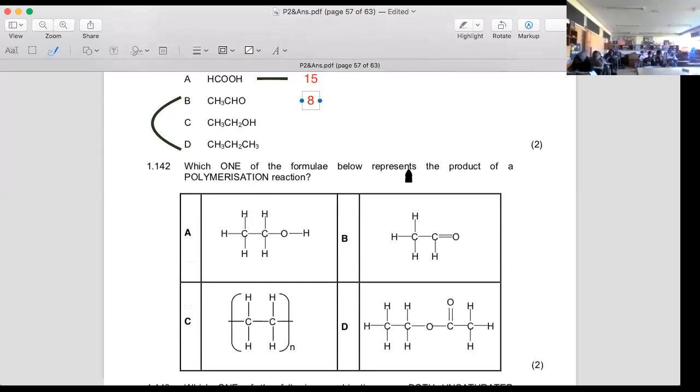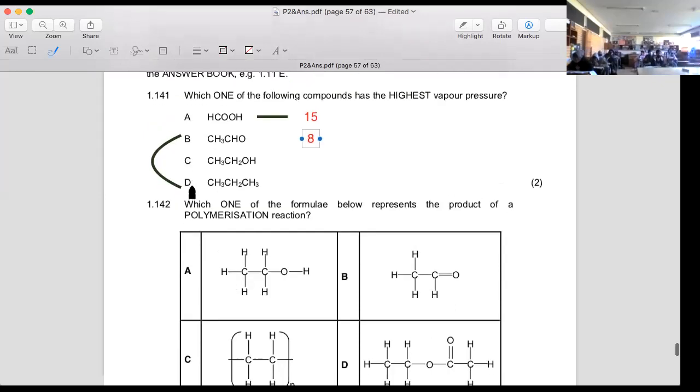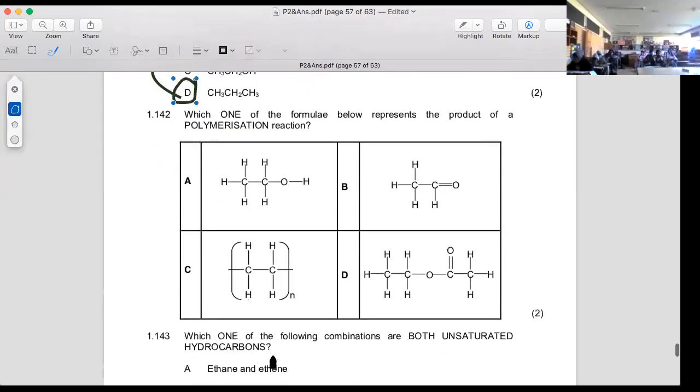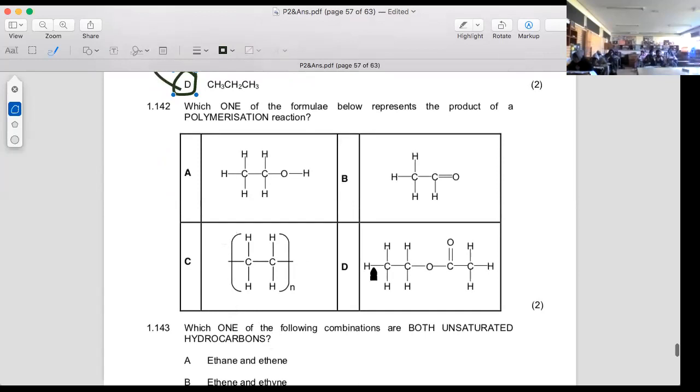Which one of the following formulas represents the product of a polymerization reaction? That means where you make a long chain. So which of these formulas looks like it could be a long repeating chain? Who says A? Who says B? Who says C? Who says D?